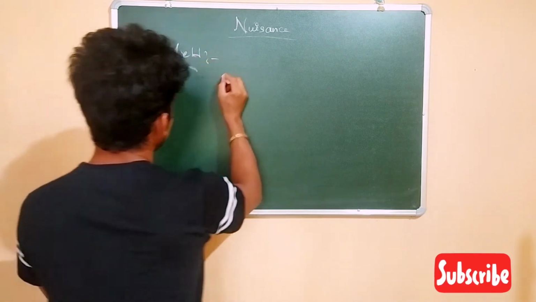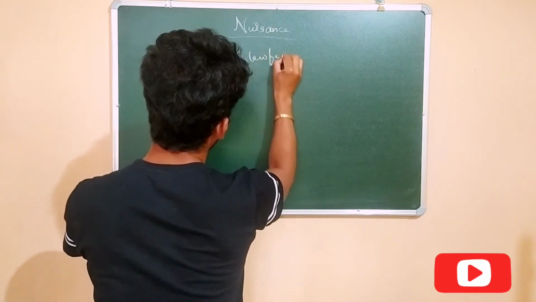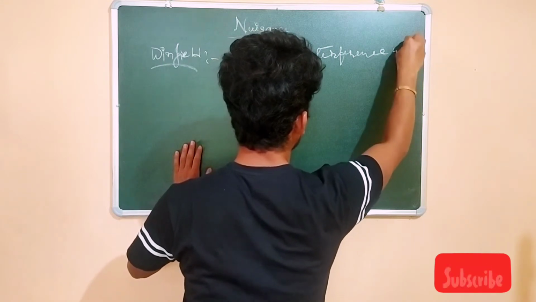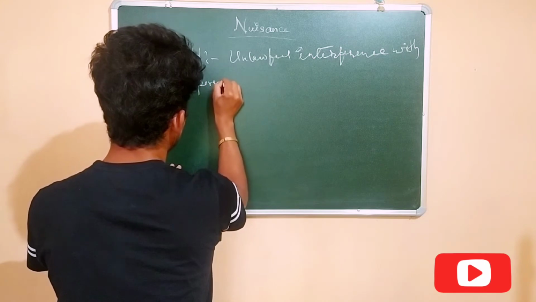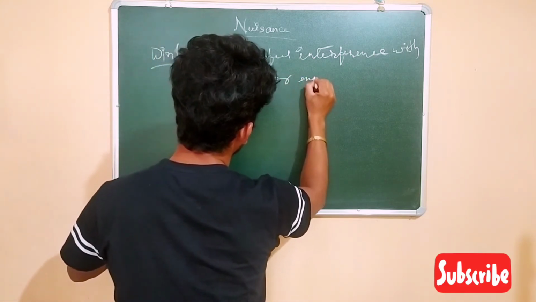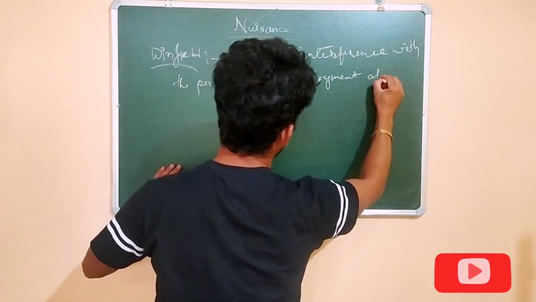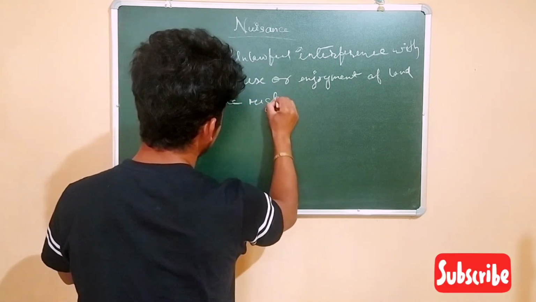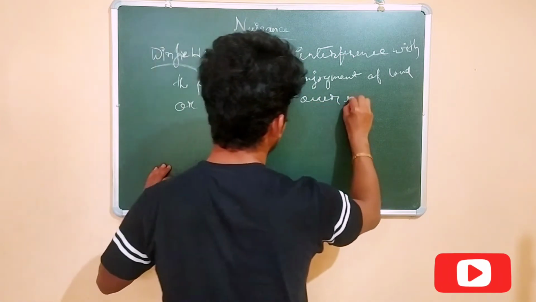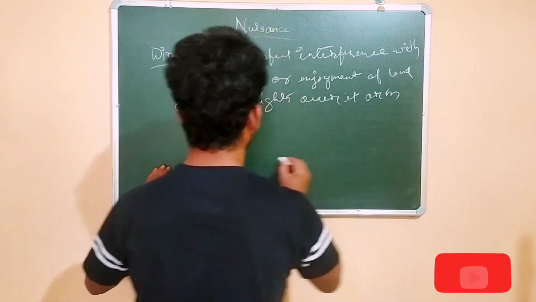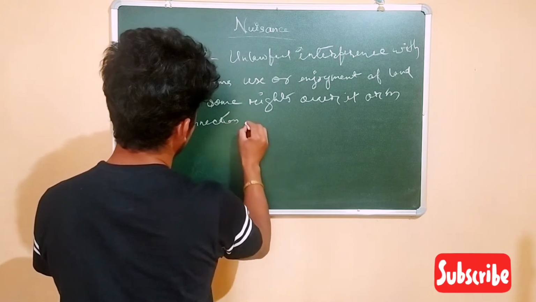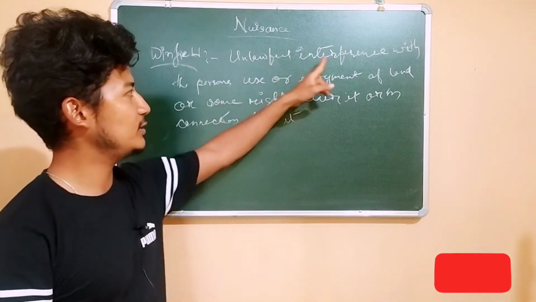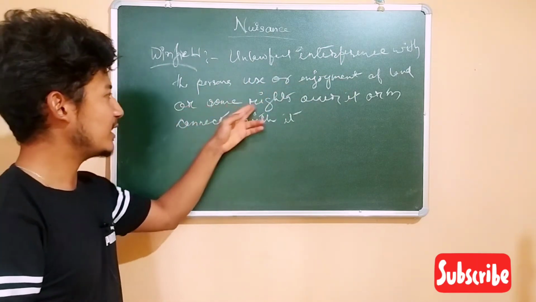Winfield, nuisance is an unlawful interference with the person's use or enjoyment of land or some right over it or in connection with it. Okay, so guys, if you see the definition of Winfield, then nuisance is unlawful interference with the person's use or enjoyment of land or some right over it or in connection with it.